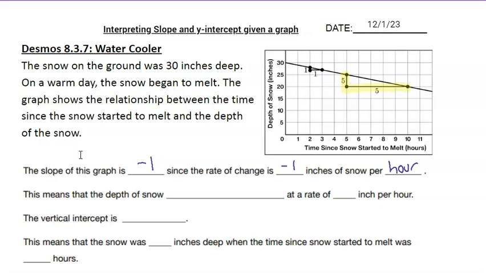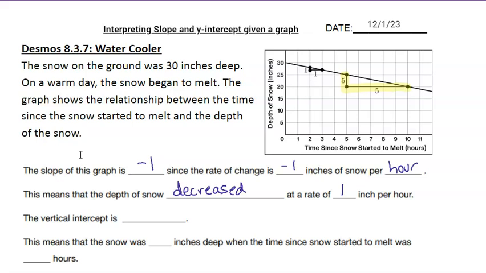This means that the depth of the snow decreased at a rate of 1 inch per hour. So as you can see, while we have a negative slope, when we rephrase it to put it into real world context, we would simply say that it decreased at a rate of 1 inch per hour instead of saying decreased at a rate of -1 inch per hour. By using the word decreased, we're inferring that it is a negative slope.